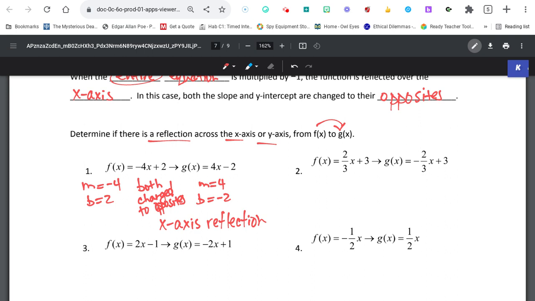All right, this is what you should have for number 2. Here the slope is 2/3 and the y-intercept is 3. Here the slope is -2/3, but the y-intercept stays the same. So only m, where the slope has changed to its opposite. So when only the slope changes to its opposite, we're looking at y-axis reflection, guys.